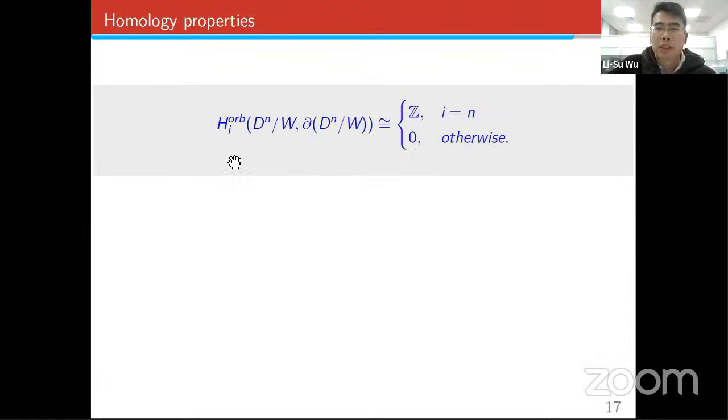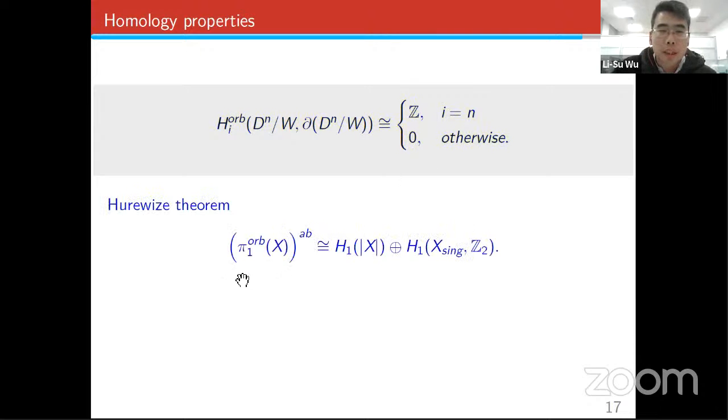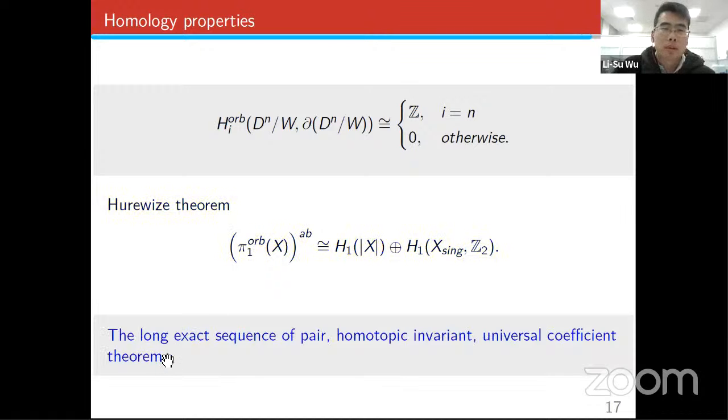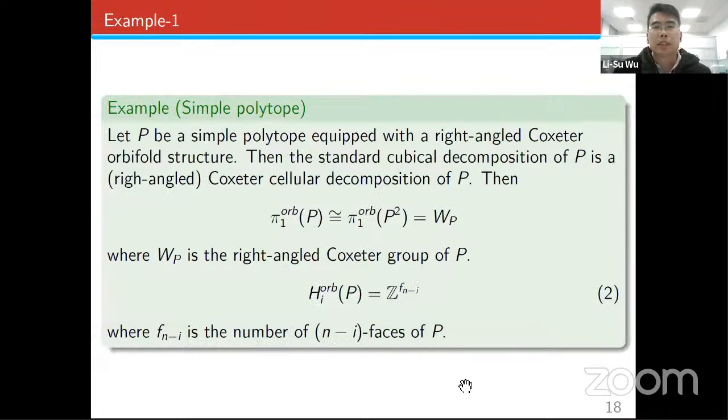However, we have this formula, that all this chain group can be used as the relative homology groups. And we also have the Hurewicz theorem. We can also prove the long exact sequence of a pair, and the universal coefficient theorem also holds. The last part is three examples.